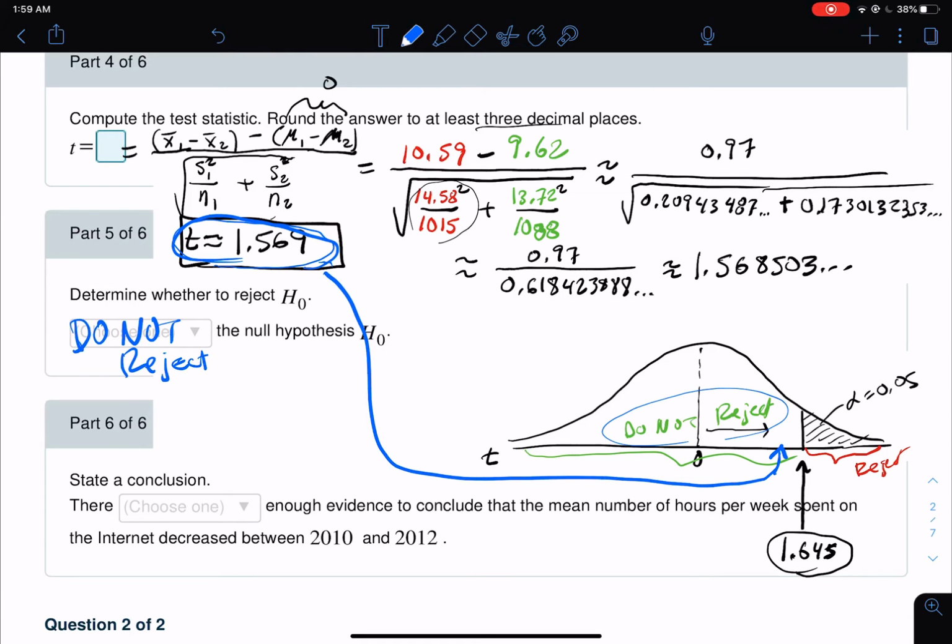Do not reject the null hypothesis. Okay, and then if you don't reject, well, then we have a wimpy statement. There is not enough evidence to conclude blah, blah, blah. Okay, let's do the next one.